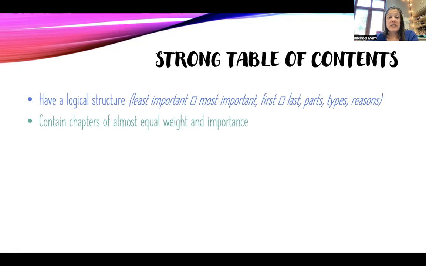Some table of contents might contain chapters of equal weight and importance. So yours might have chapters if you're kind of telling a story about different things. And you want to make sure that it covers the whole topic.